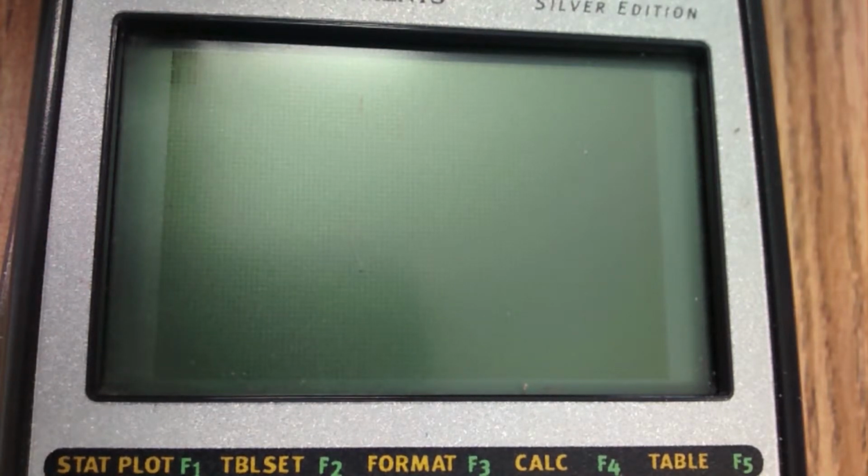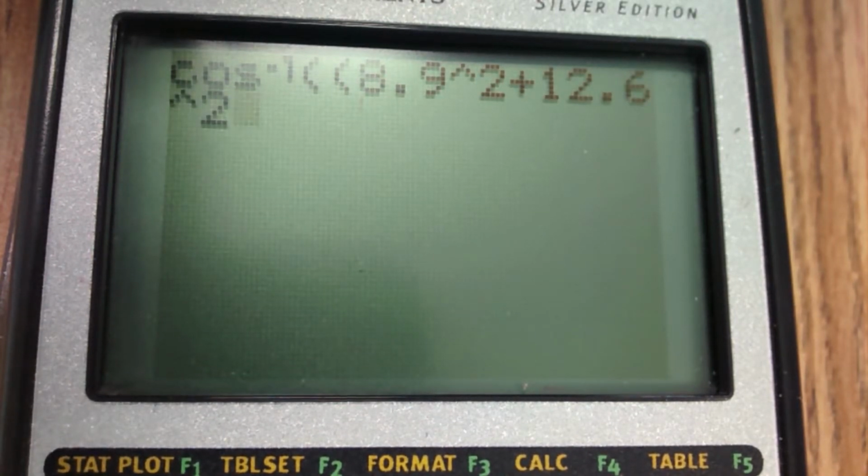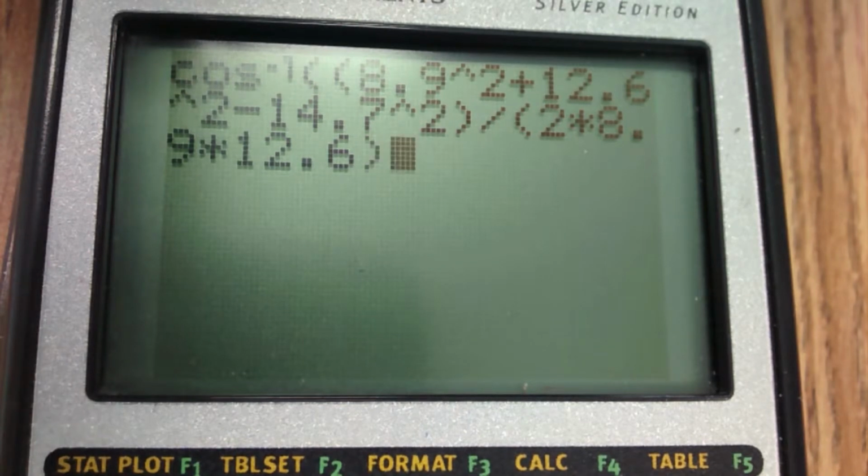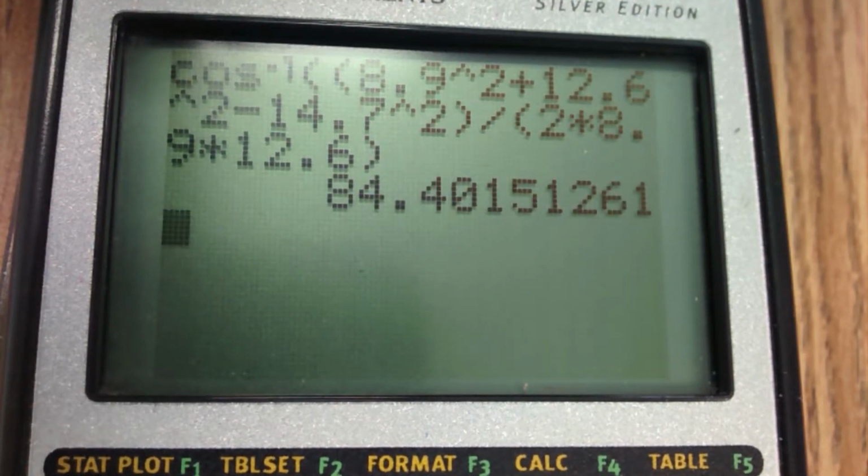Because we have only side measurements that we're inputting, we need to use the second cos to convert it to the angle. So second cos, and then I will put another bracket that's for my numerator. 8.9 squared plus 12.6 squared, subtract 14.7 squared, and my numerator divided by my denominator also has to be bracketed because there's more than one item. 2 times 8.9 times 12.6, and my bracket, and I have my unrounded number for my degree.